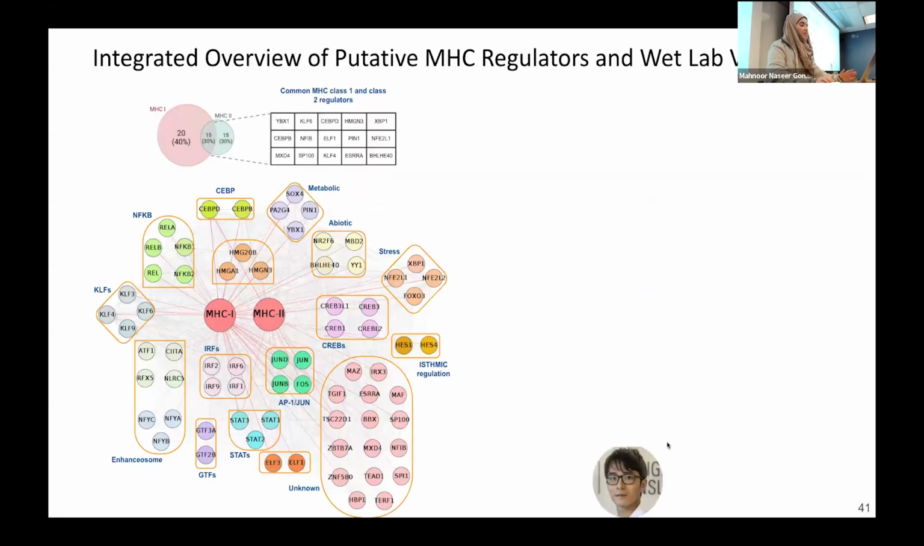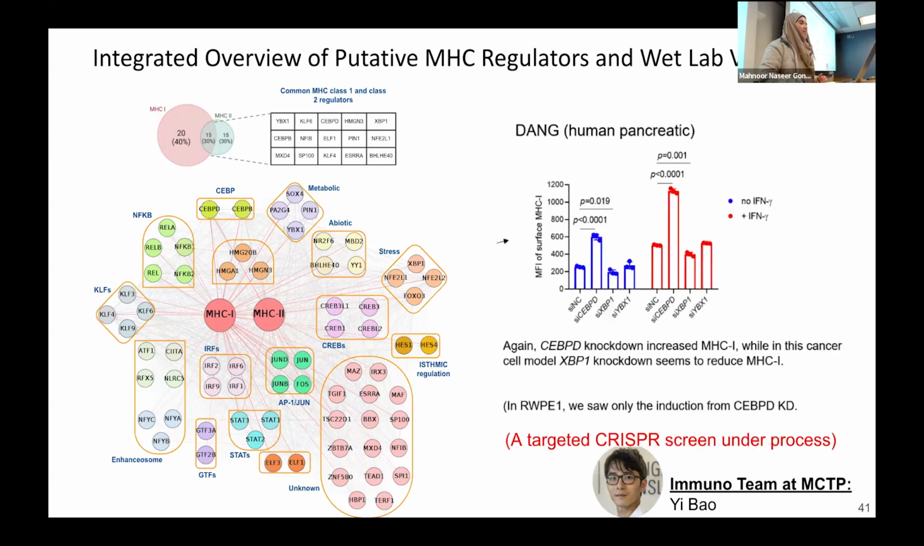So this is our putative network in terms of MHC class 1 and class 2 regulation that we have collated based on our bioinformatic analysis. But since we're not done, we still have a wet lab validation to go further into. So we have a nice lab.